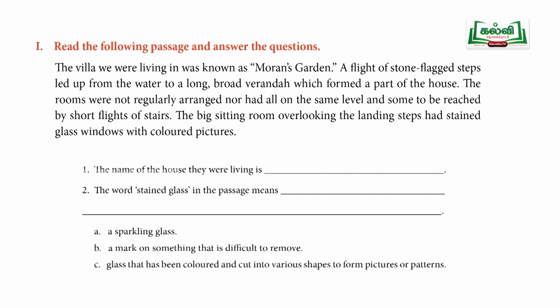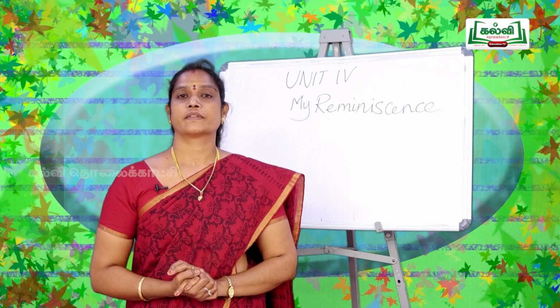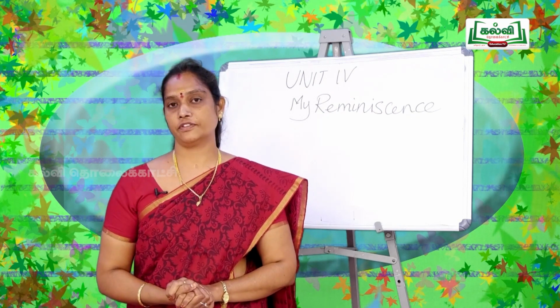Very good. The second question is, what is the meaning of stained glass? A glass that has been colored and cut into pieces and shapes to form pictures or patterns. That's the answer for the second question. Let's pass on to the third and fourth question.